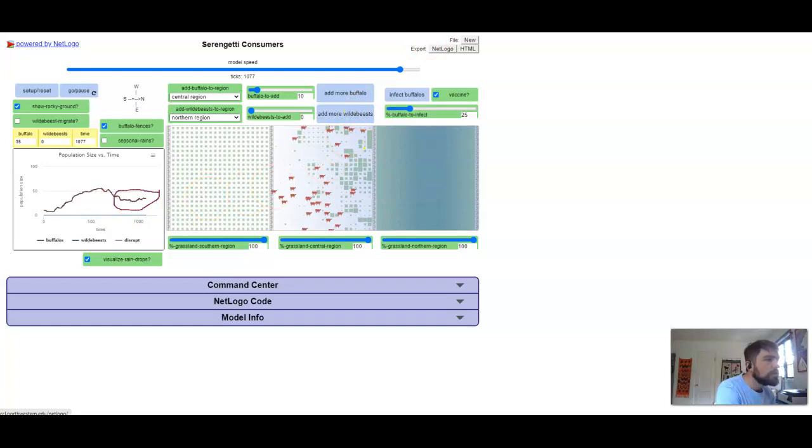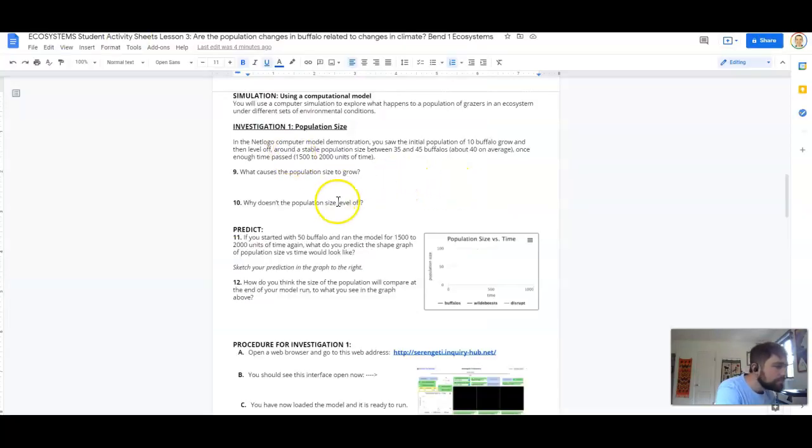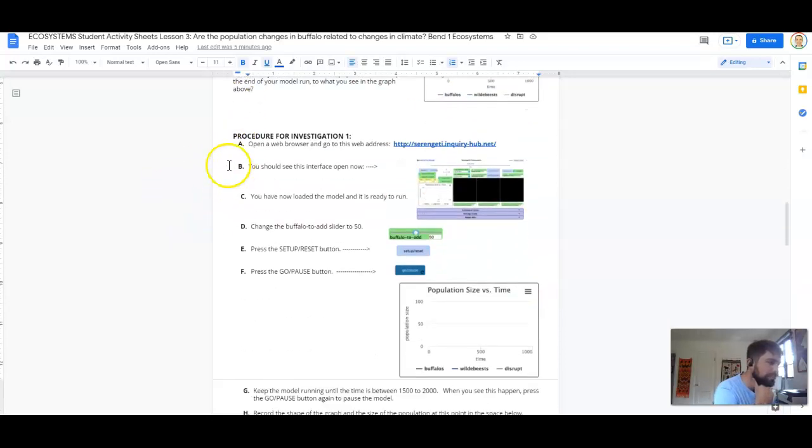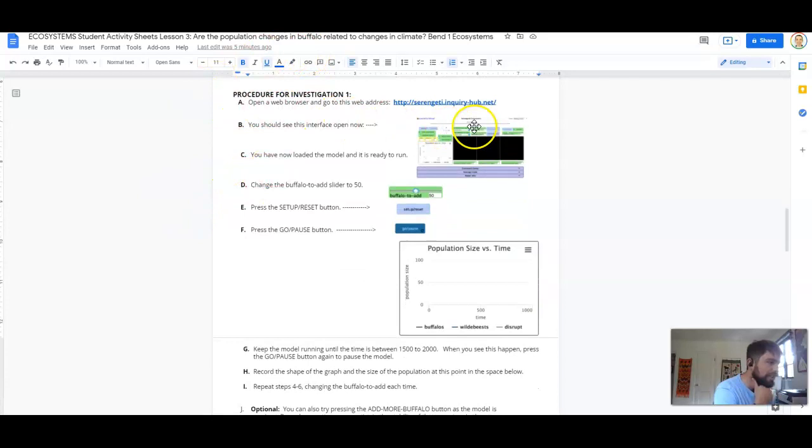So why do you think that is? Okay, what causes the population to grow? Why doesn't the population size level off? Start to make predictions about why you think that's happening, and here is your actual prediction. You're going to sketch your prediction to the right. So how do you think the size of the population will compare at the end of your model run to what you see in the graph? Okay, so this is just a prediction. Don't overthink it, but go ahead and predict what you would see. And then we can start with investigation 1.